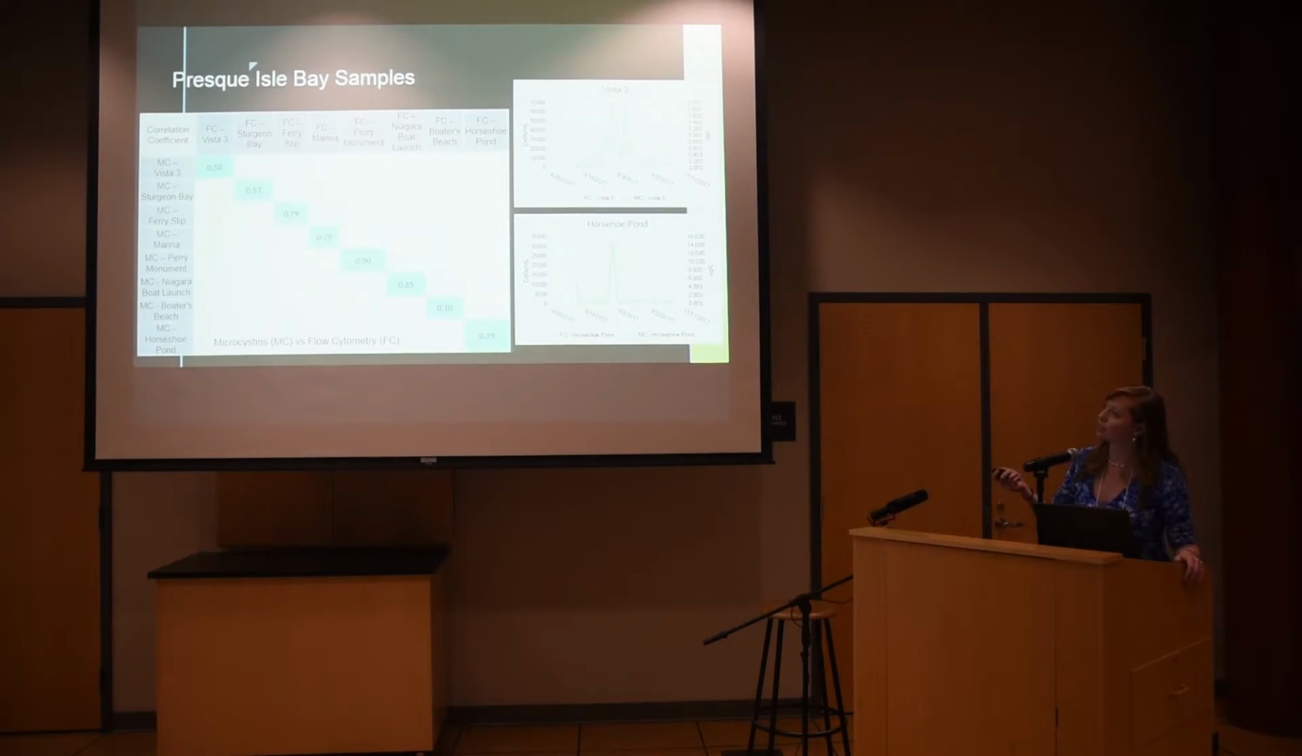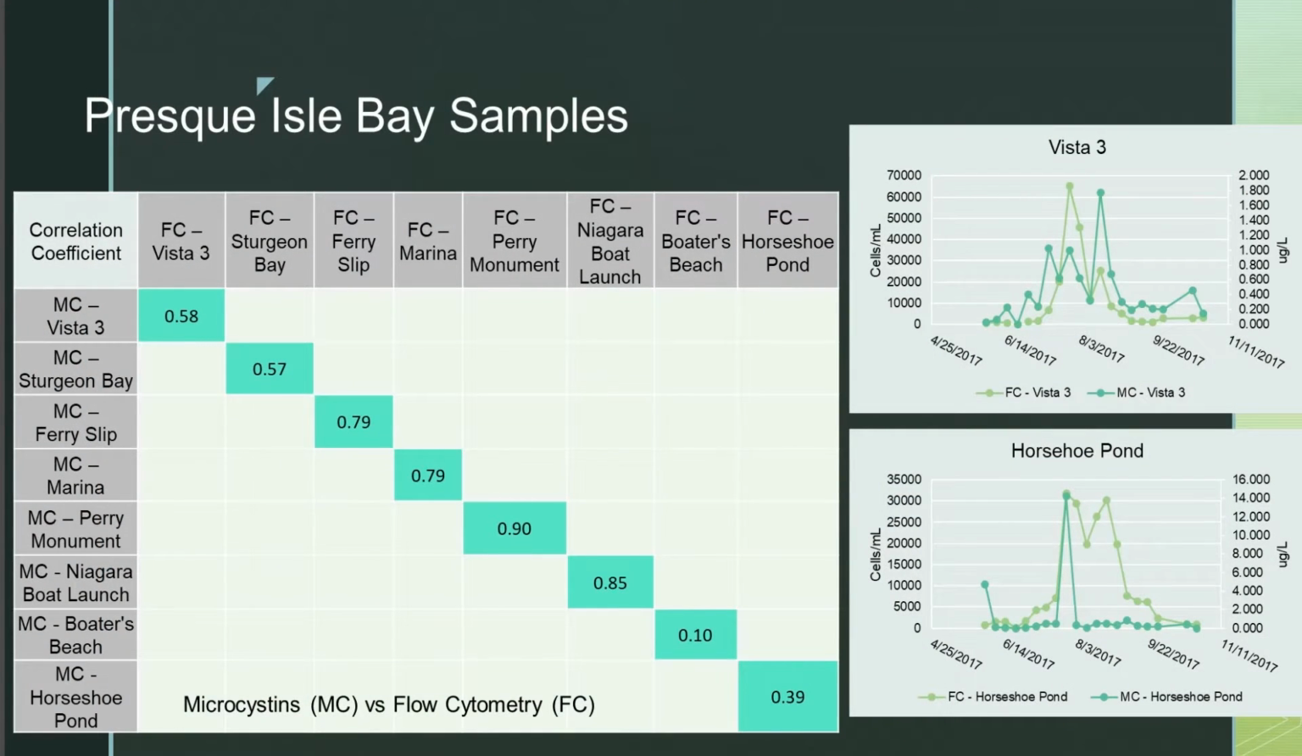These are for the Presque Isle Bay samples. You can see all of our correlation values there. I was a little disappointed with some of these because places like Vista 3 always have really high toxin levels, but it didn't have as high of cell counts and not at the same time as indicated up here.